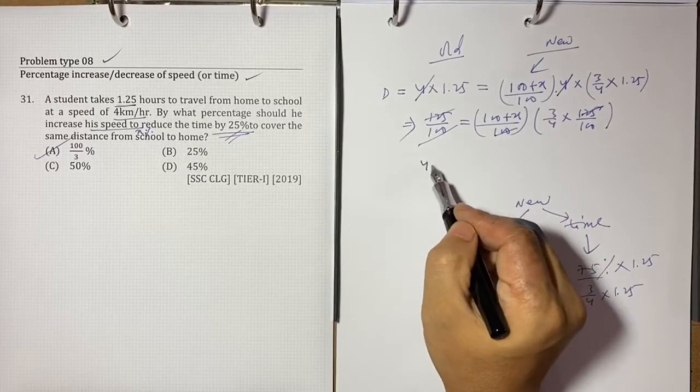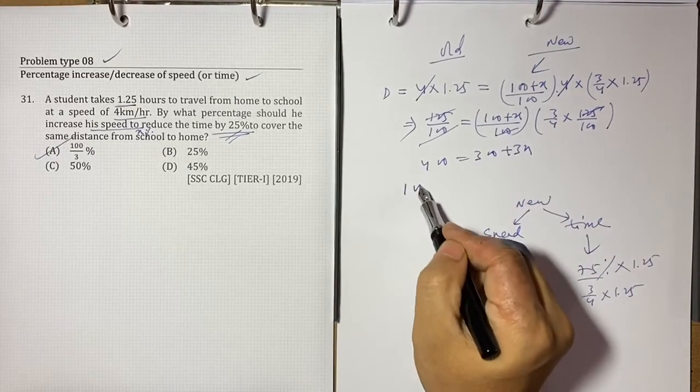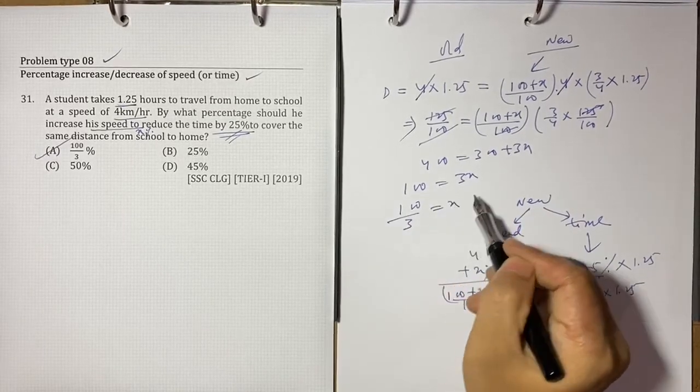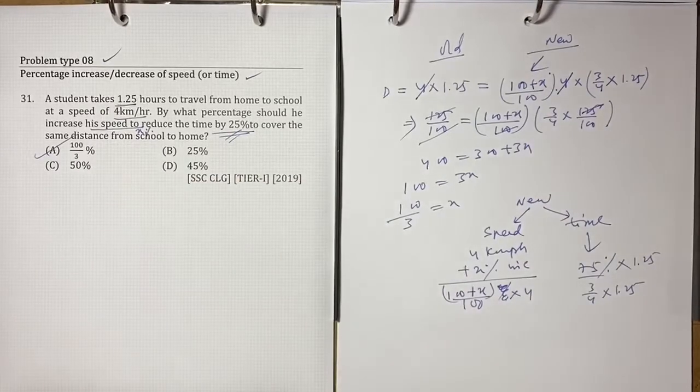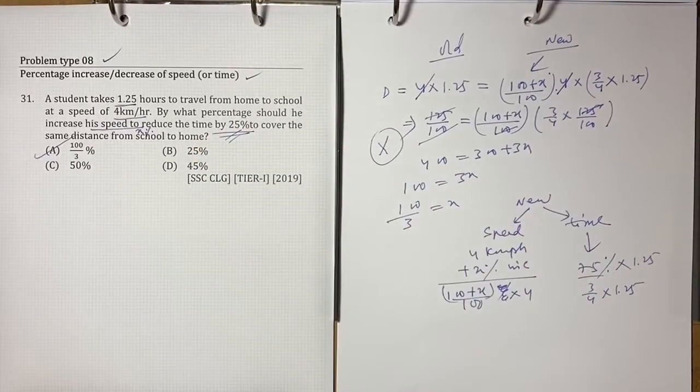Okay, 400 equals 300 plus 3x. Solving, 100 equals 3x, so 100 divided by 3 equals x. So x percent will be this. See, it is complicated, so use the formula.